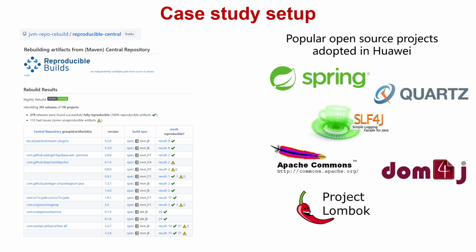We use projects from the Reproducible Builds Central organization as well as popular open source projects adopted in Huawei. As we can see on the left, as of September 4th, 2021, it contains 391 releases of 118 projects. Among them, there are 40 projects with 112 releases that are not reproduced or verified. For the popular open source projects adopted in Huawei, there are projects like Spring, Quartz, SLF4J, and so on.